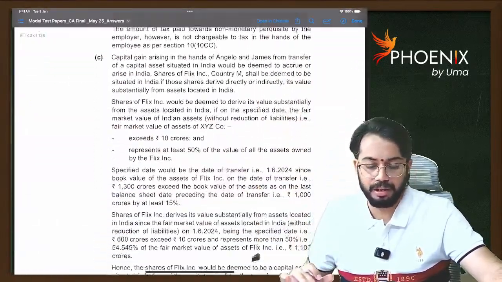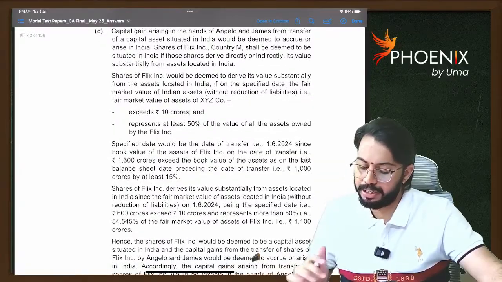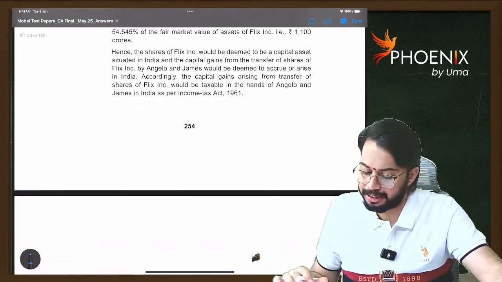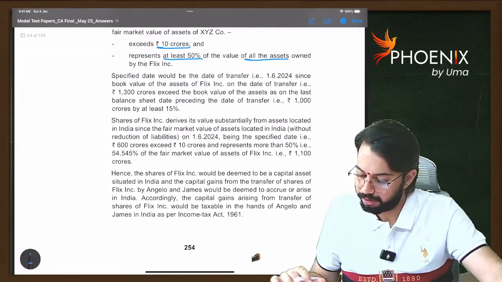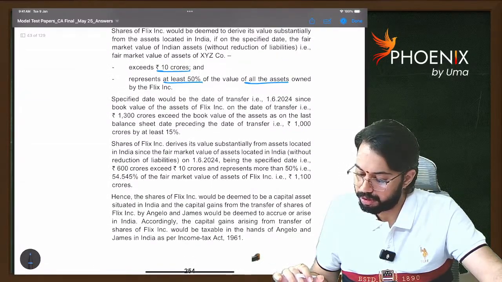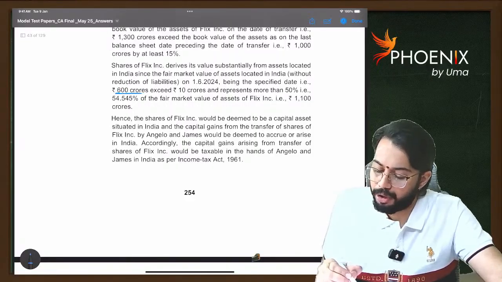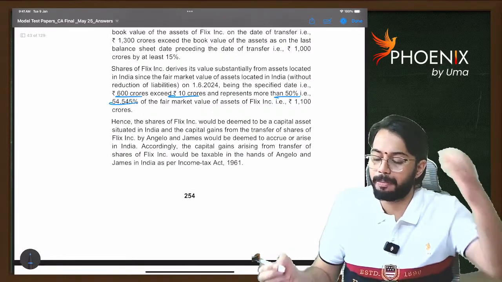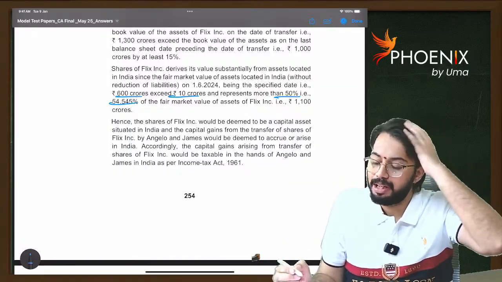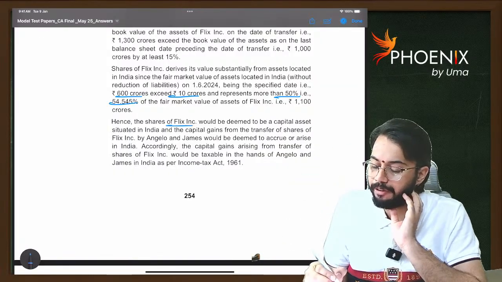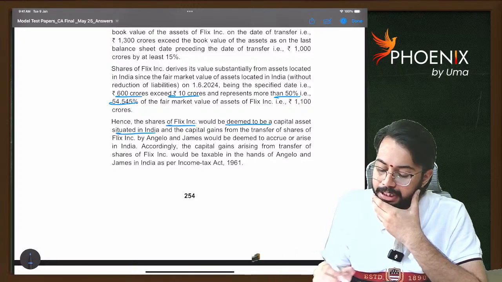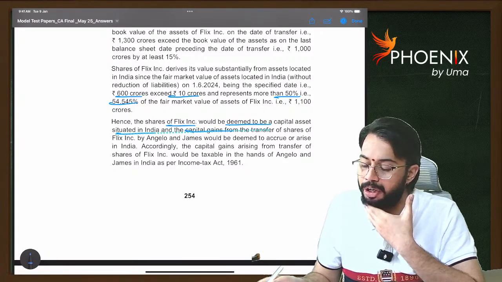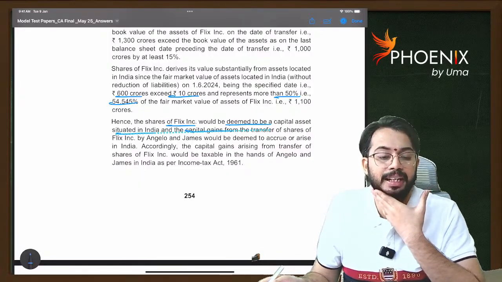You can go through the answer also. Two conditions: exceeds 10 crores, at least 50% of value of all assets. 600 crores, which is more than 10 crores. It is more than 50% of 1100. So hence shares of Flix Inc would be deemed to be a capital asset situated in India, and capital gains from transfer of shares of Flix Inc by Angelo and James would be deemed to accrue or arise in India.